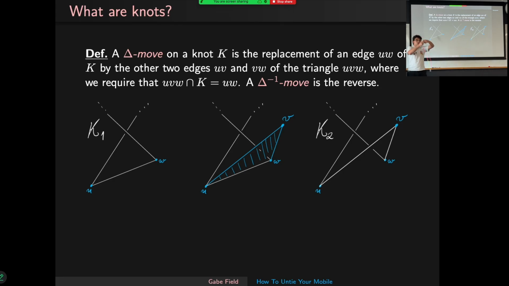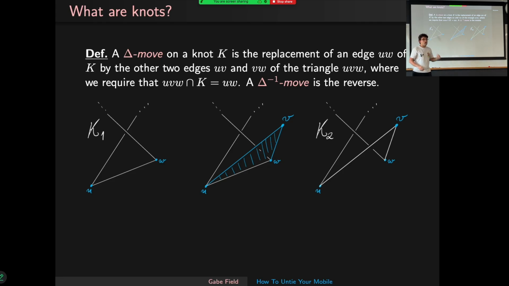And how do we tell whether 2 knots are the same? Well, let me explain with this. Here's a knot, right? And if I do this, it's still the same knot, right? This motion through space we need to capture in our combinatorial setting, and we do it with these things called delta and delta inverse moves.